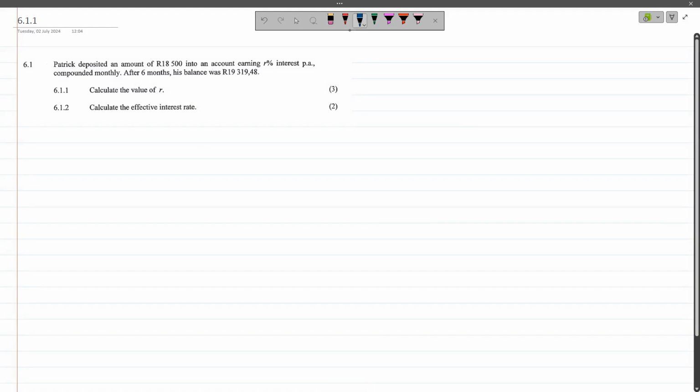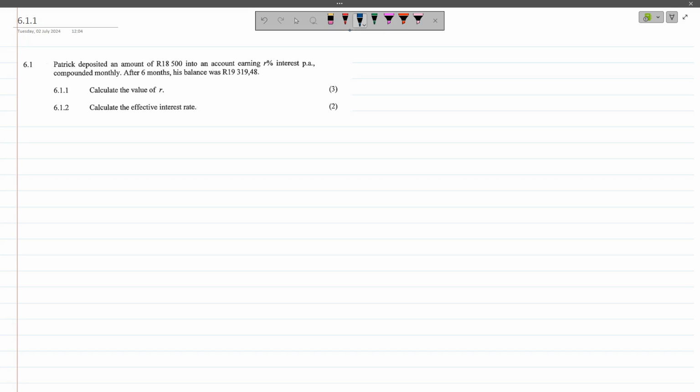So Patrick deposited an amount of 18,500 into an account earning R interest per annum compounded monthly. After 6 months, his balance is 19,319.48. So calculate the value of R.